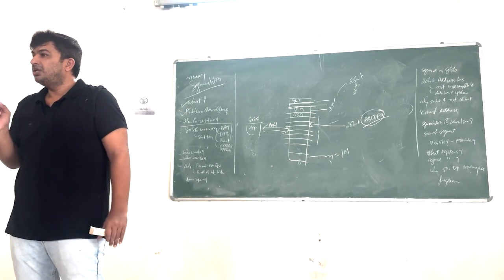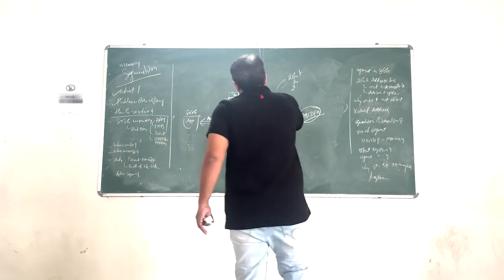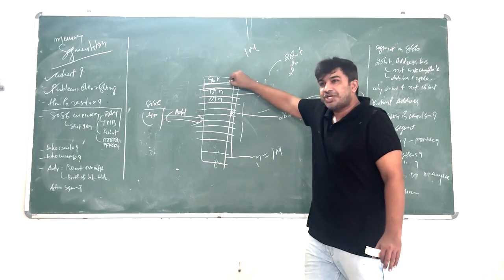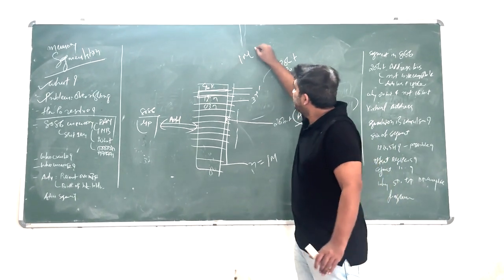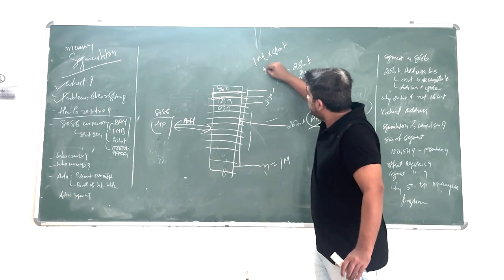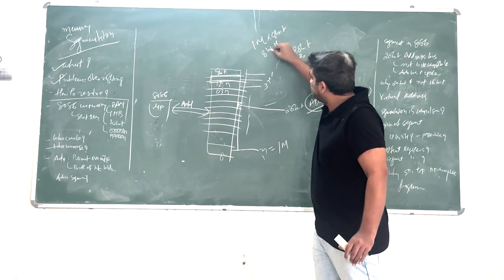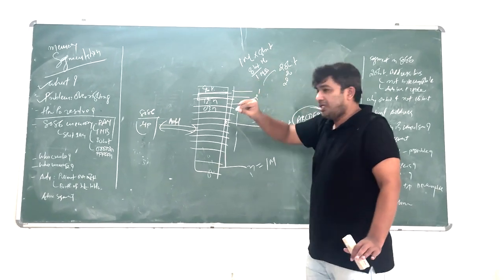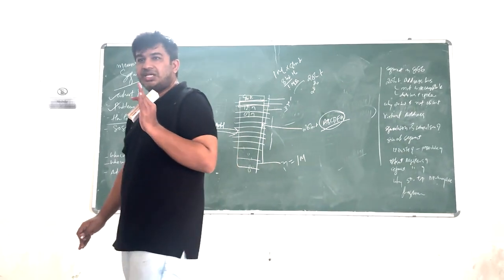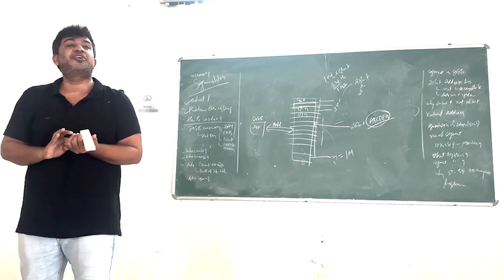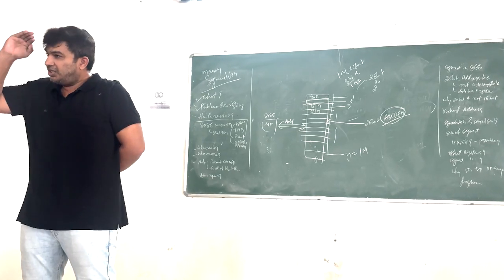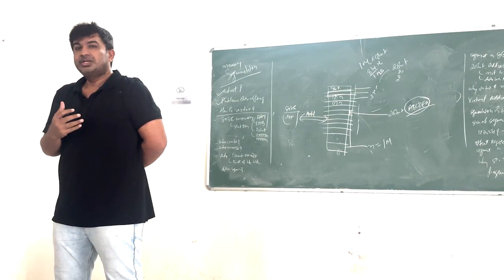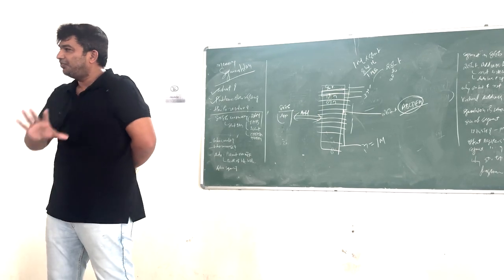Now concentrate. We have total how many locations? 1 million. Each location can store how many bit of data? 8. 8 bit is equal to 1 byte. So 1 MB of data you can store in 8086. That is the limit of 8086. The initial processor is having RAM of 1 megabyte.